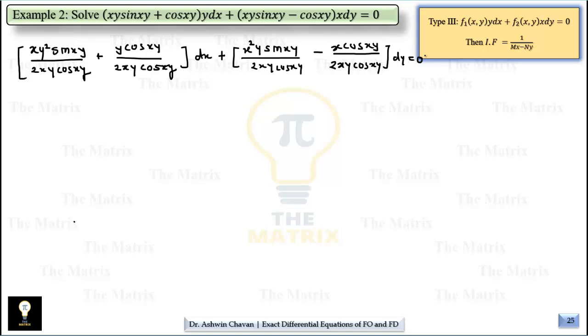Now how to solve this? Let's separate them. You can see x and y getting cancelled. So after simplification we get y by 2, x and y is getting cancelled.